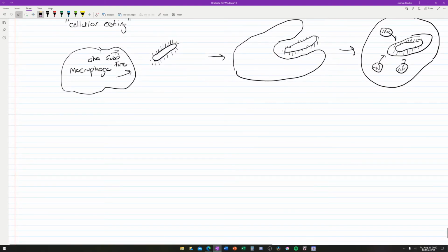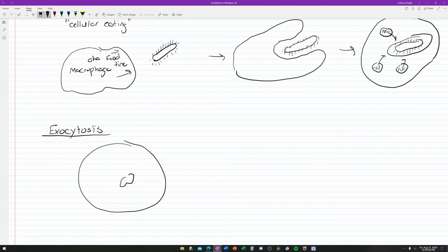Okay, now if we have exocytosis, let's just do that for completion's sake. Exocytosis. And it's just the opposite. It is 100% the opposite of endocytosis. So if you've got a cell, and let's say on the inside you have goo. And goo is usually green. We'll just make it green goo. And let's just say this green goo needs to be released out of the cell.